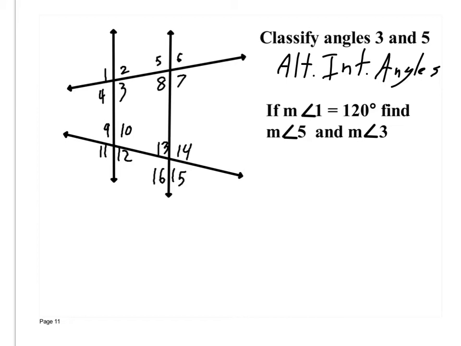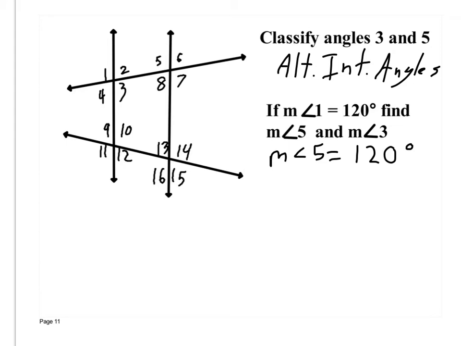So then it says, if measure of angle 1 is 120 degrees, find measure of angle 5 and measure of angle 3. Well, can anyone tell me what measure of angle 5 is? Same, 120. Hey, Brody, tell me why you think measure of angle 5 is 120 degrees. It looks just like 1, but what's the relationship between 1 and 5? They are corresponding angles, right? Corresponding angles are congruent.